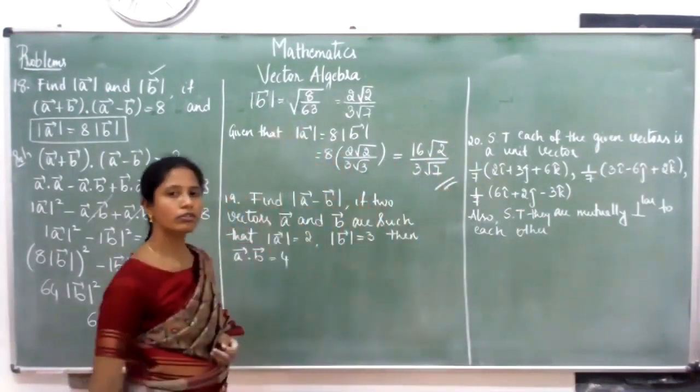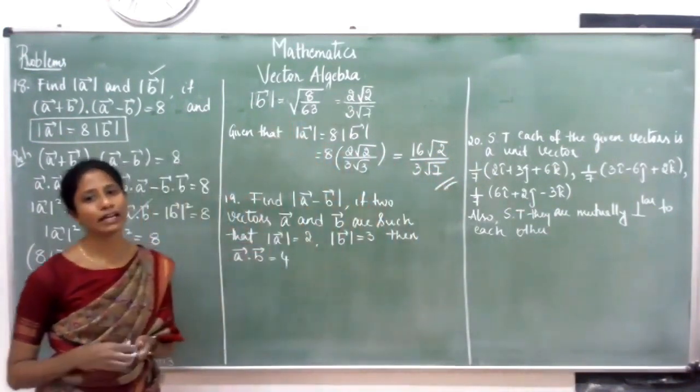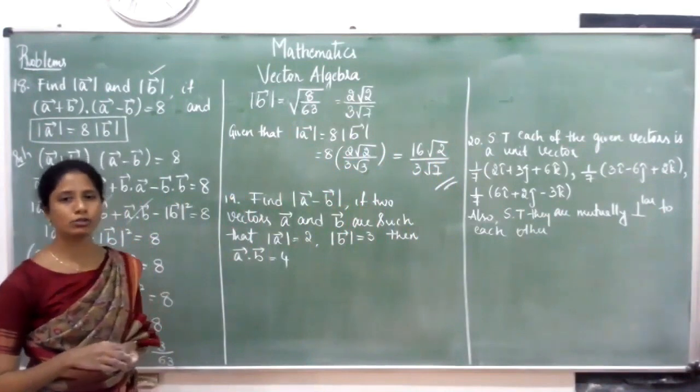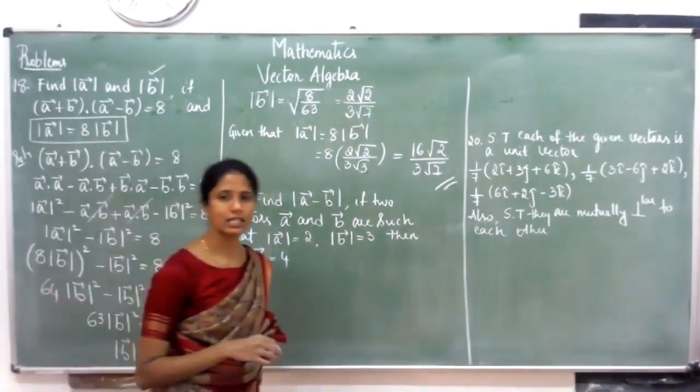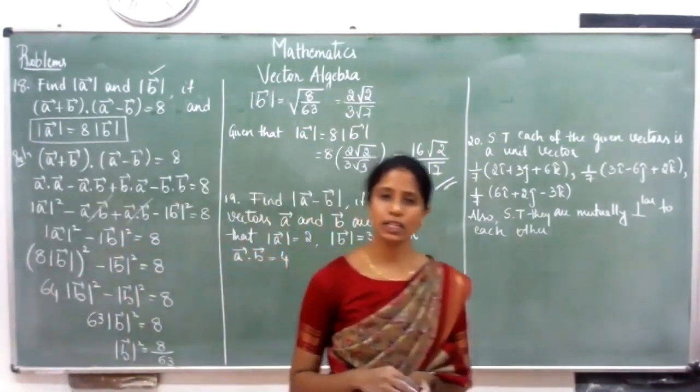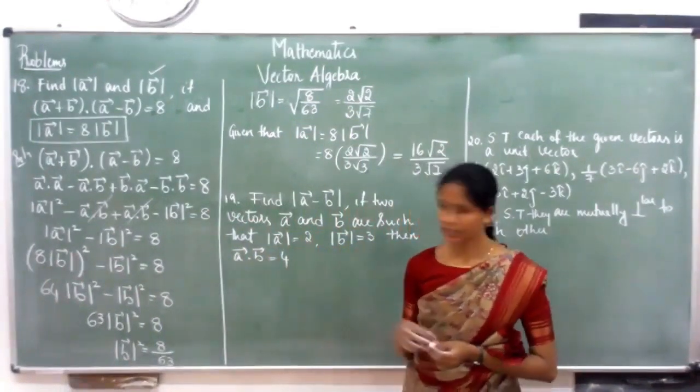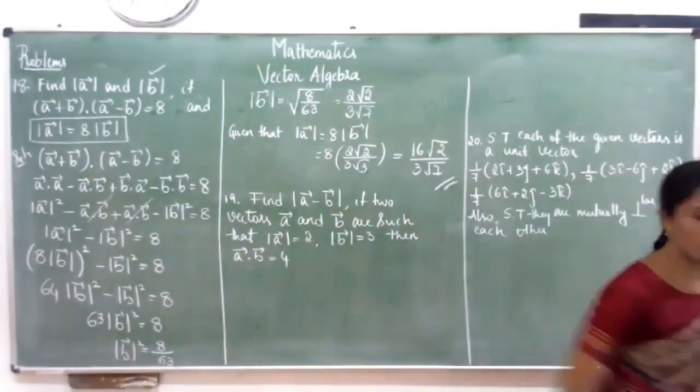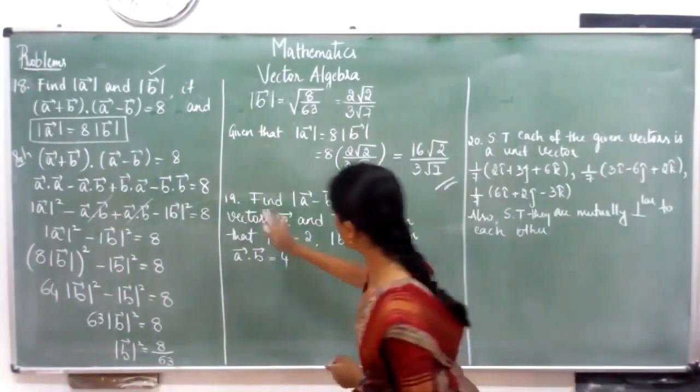So the magnitude of vector B is given by 2 root 2 by 3 root 7 and the magnitude of vector A is given by 16 root 2 divided by 3 root 7. Moving on to the next problem.